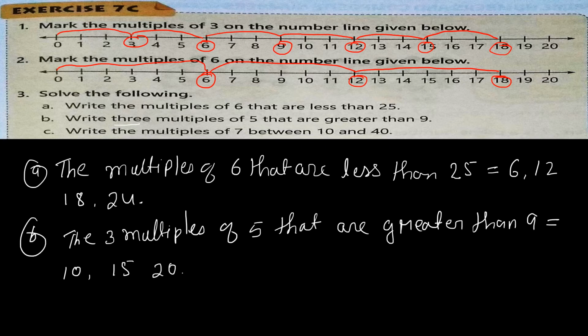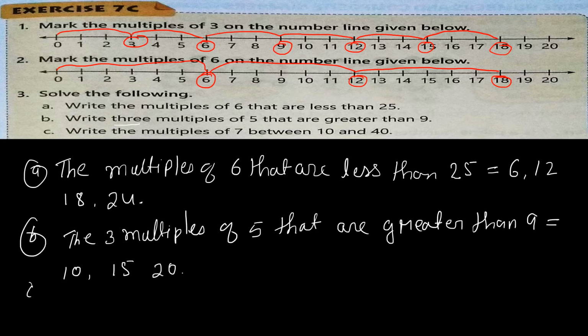Now write the multiples of 7 between 10 and 40. So here we need to write the multiples of 7 which lie between 10 and 40. Means not less than 10 and not more than 40.